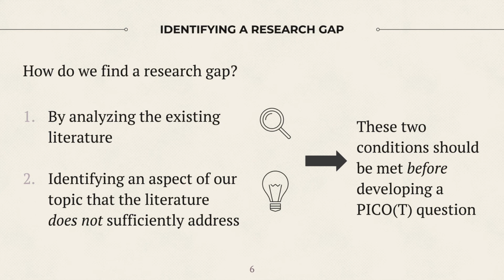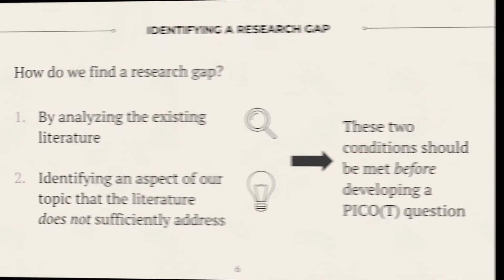Identifying a research gap. So how do we do this? Well, the first step is that we go through and we analyze the existing literature. We want to get a feel for what has been published previously so we can start to hone in on something that's new. So the second is that we identify an aspect of our topic that the literature does not sufficiently address. So we're not super happy with the answers that have been provided. And both 1 and 2, those 2 conditions ideally should be met before you go and develop a PICO or any kind of research question and you undertake a novel study.